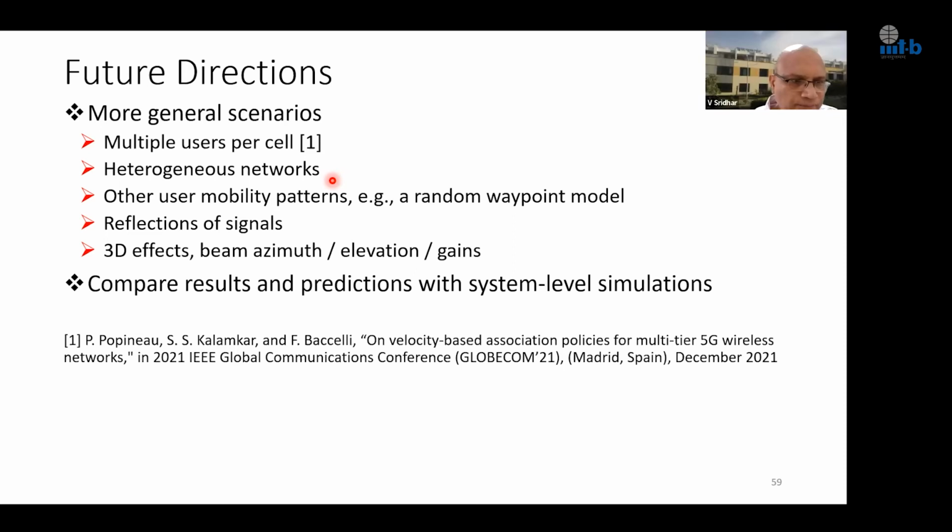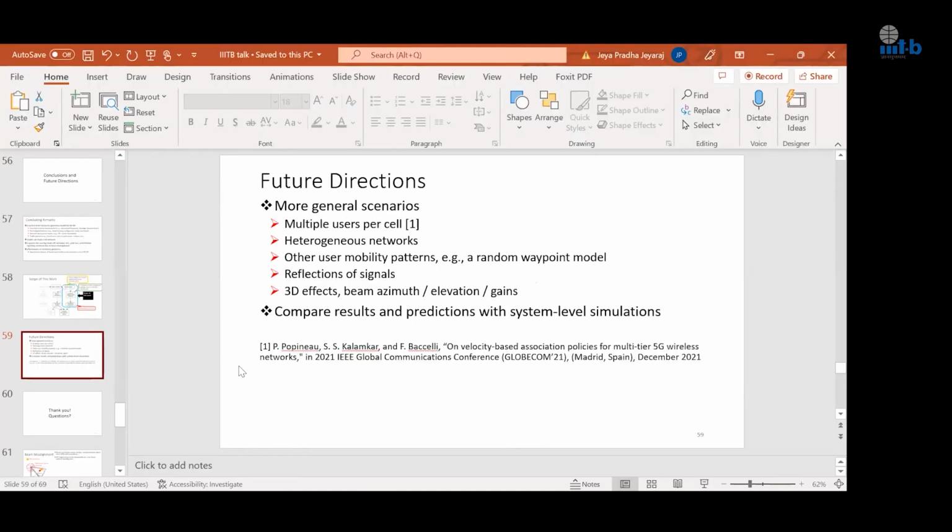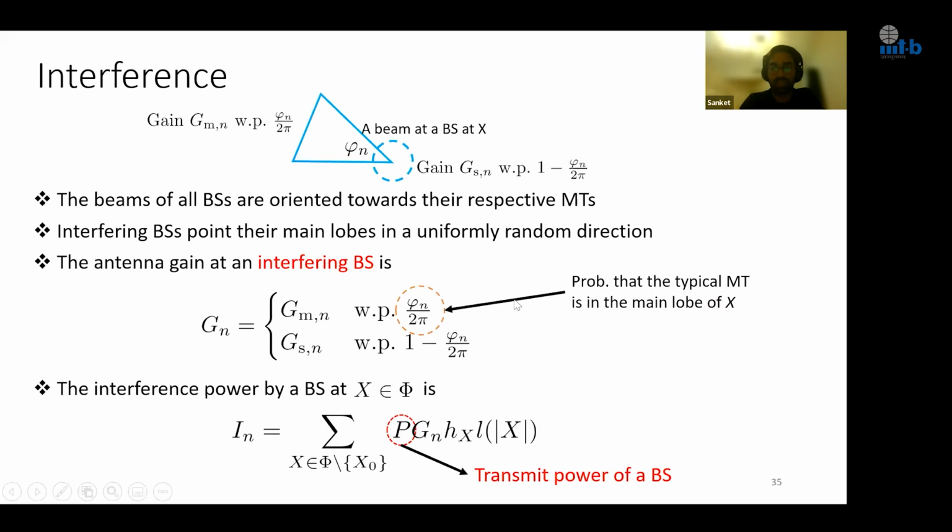Thank you. A question from my end, Sanket. Could you move to the 35th slide? Yeah, sure, let me do that. This one, right? Yeah, here. This GSN is the side lobe gain, isn't it? Yeah, side lobe gain of the same base station.